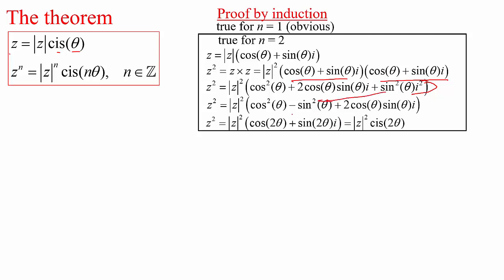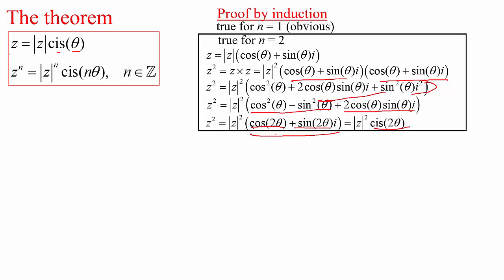One of the trigonometric properties is that cos squared theta minus sine squared theta is the same as cos 2 theta. And another trigonometric property states that 2 cos theta sine theta is the same as sine 2 theta. So notice what we have now. We have z squared equals the magnitude of z squared, and of course this part we can abbreviate as cis 2 theta. So we prove that it's true for n equals 2.